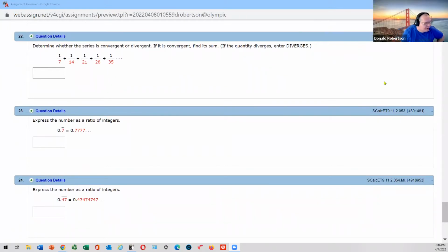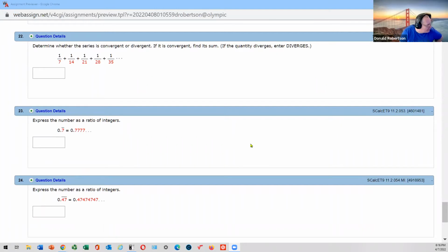Can you see question 22? 1/7, 1/14, 1/21. Isn't that essentially 1 over 7n? Isn't that in the harmonic series family? It diverges.